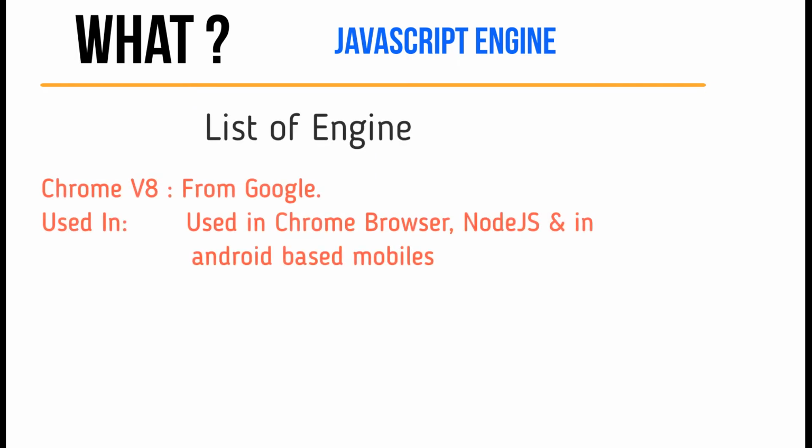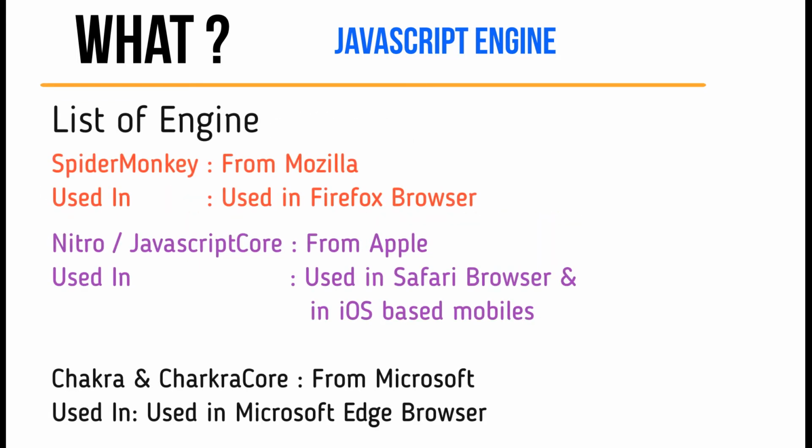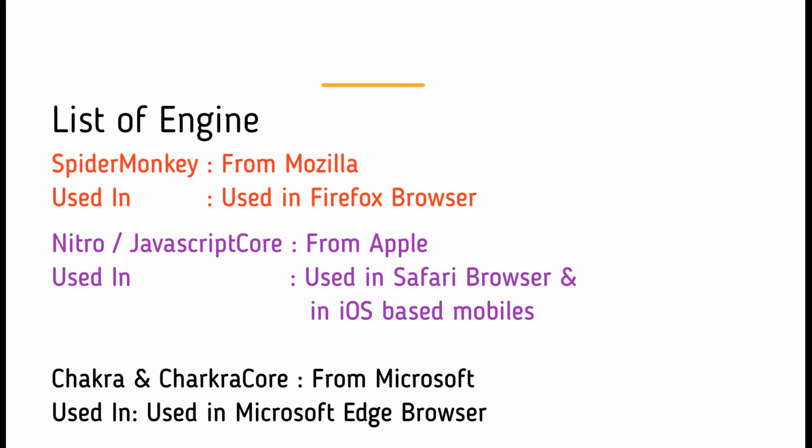So a few of the list of engines. Chrome V8 from Google, used in Chrome browser, Node.js, and in Android-based mobiles. SpiderMonkey from Mozilla, used in Firefox browser. Nitro or JavaScript Core from Apple, used in Safari browser and in iOS-based mobiles. Chakra and Chakra Core from Microsoft, used in Microsoft Edge browser.